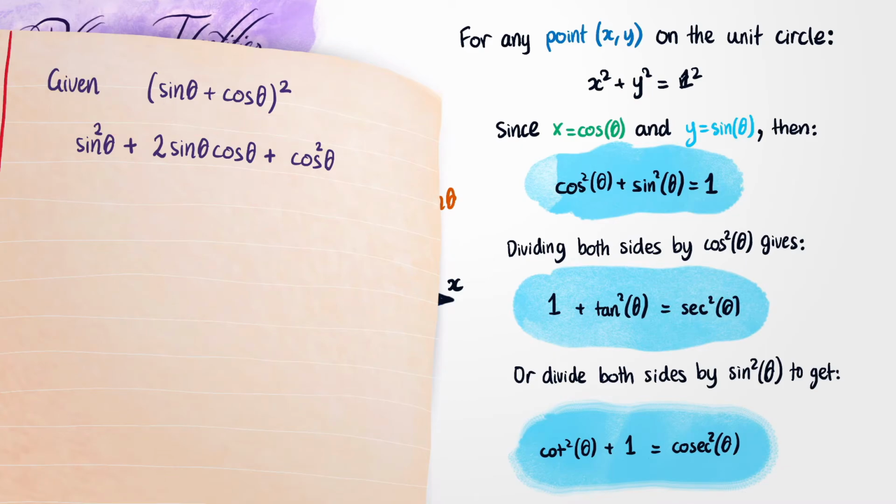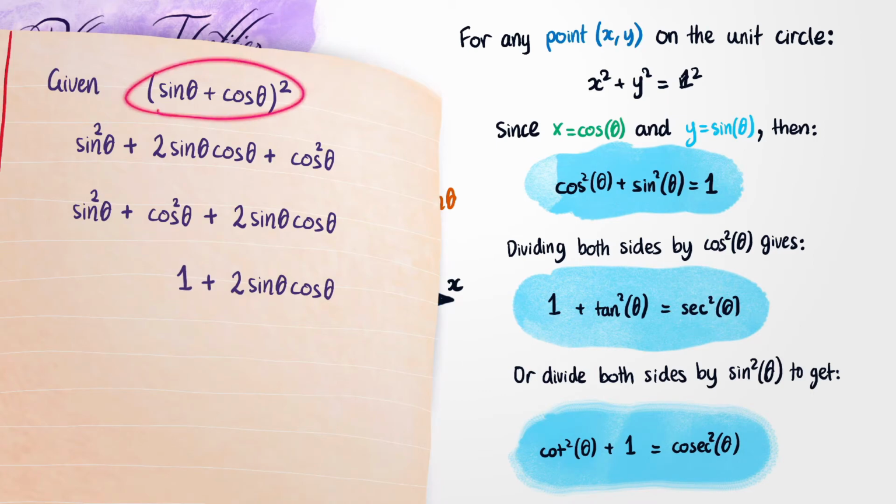Now we can go ahead and actually rearrange the order of these terms. And as we just showed, the sine of theta squared plus the cosine of theta squared is just equal to 1, so we can go ahead and replace this. And this immediately tells us that the sine of theta plus the cosine of theta all squared is exactly equal to 1 plus 2 times the sine of theta times cosine of theta.